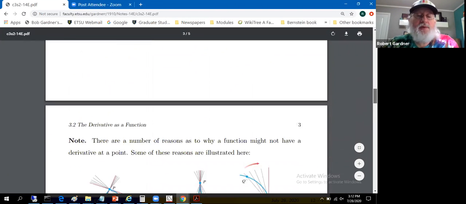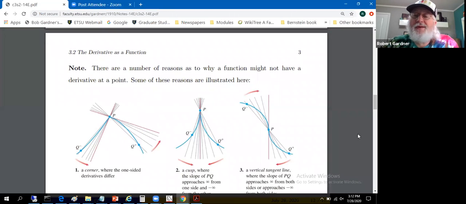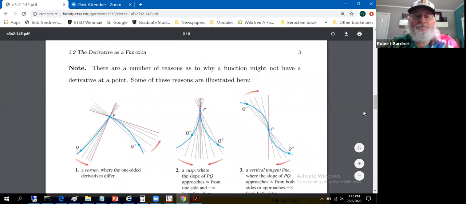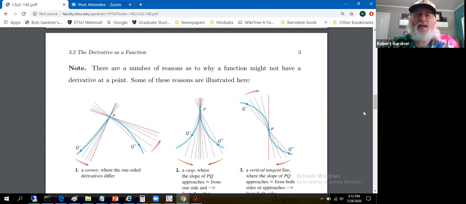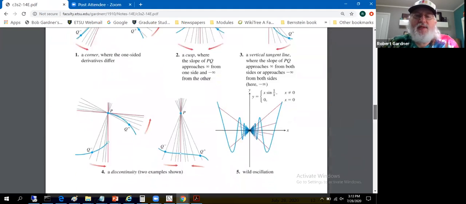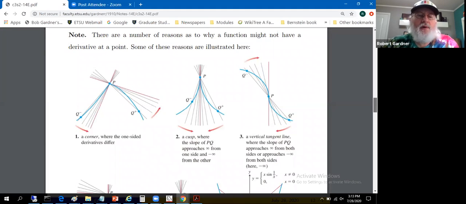All right. Hey, what could go wrong if a derivative doesn't exist? Then what's the problem? Well, the book gives 6 cases here. One of them is the following, and we'll see examples of this soon. A corner could occur where the one-sided derivatives are different. On the previous example, the one-sided derivatives were the same, so we were good to go.